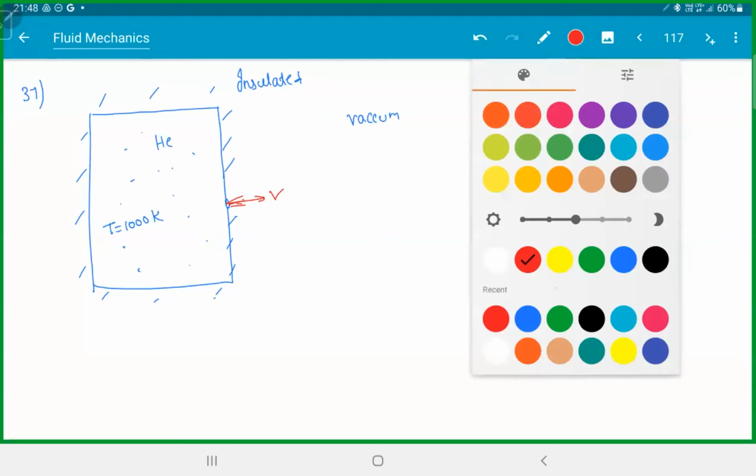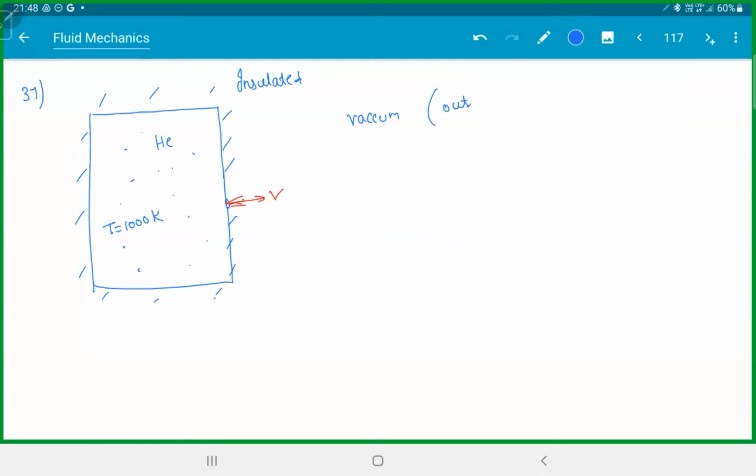So outside vacuum, you can take it as 0 Kelvin. Here the temperature will change. So the gas is expanding into the vacuum. Assume there is no flow inside the liquid, meaning inside the container, assume the air is not flowing anywhere. Neglect flow rate inside the container. So find the speed at which it comes out. Find the speed of the gas initially.